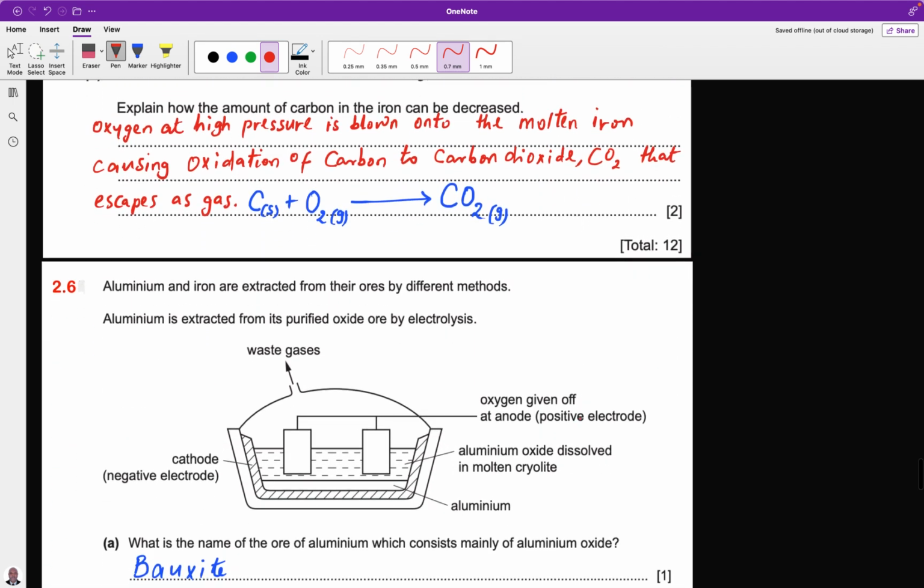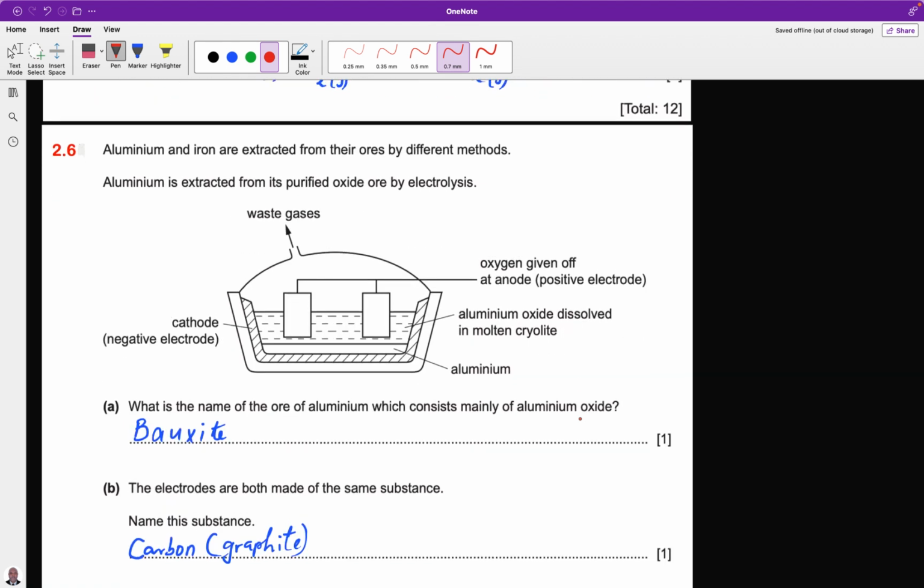Now, the last section of the question is on aluminium, the extraction of aluminium. It should be noted that aluminium is extracted from the ore we call bauxite, and this is by electrolysis. It could have been by reduction, but it will be more expensive because it will require a high amount of heat.